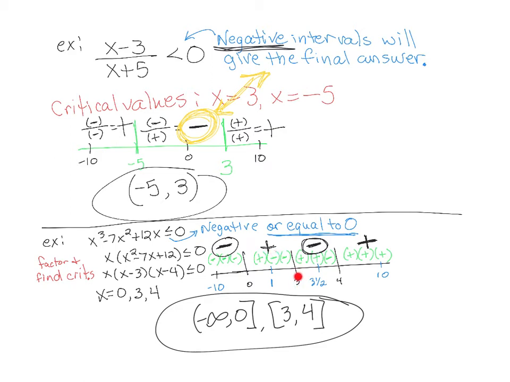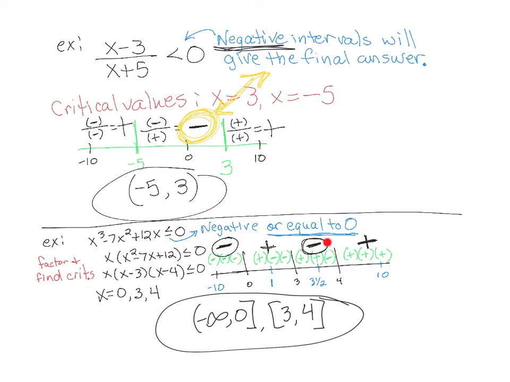Watch what happens when I pass through the 3. I have a plus, minus, minus. I pass through the 0, which makes my middle factor 0. That sign's going to flip because I passed through 0 on the number line. I went from minus to plus for that middle factor. Now I went from plus, minus, minus to plus, plus, minus. And now I only have one minus sign.